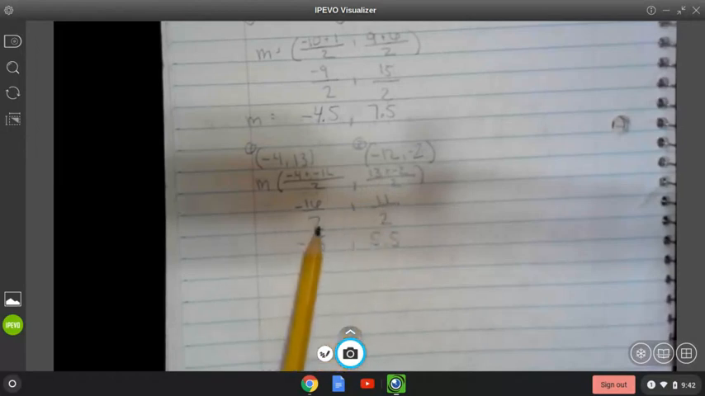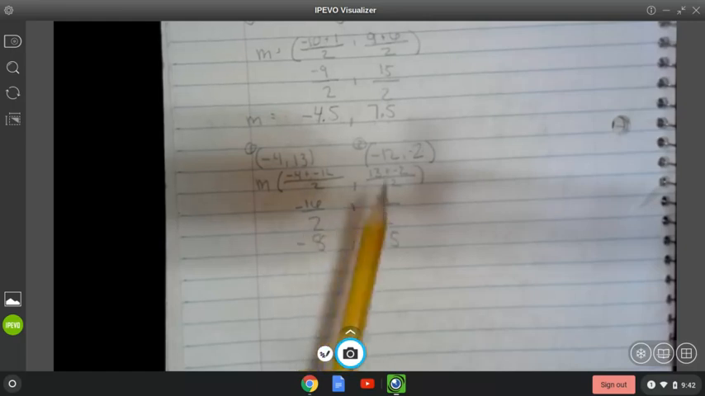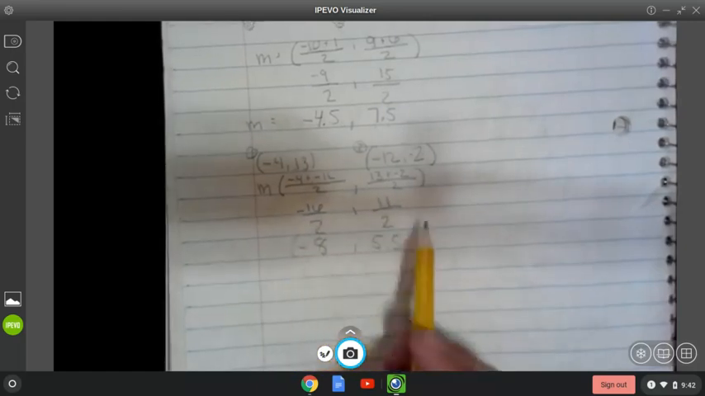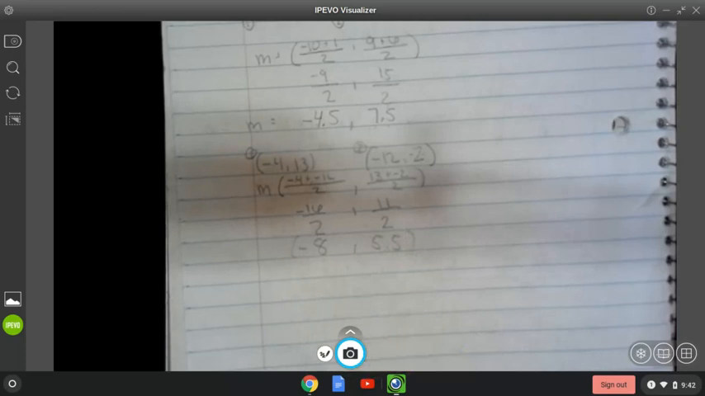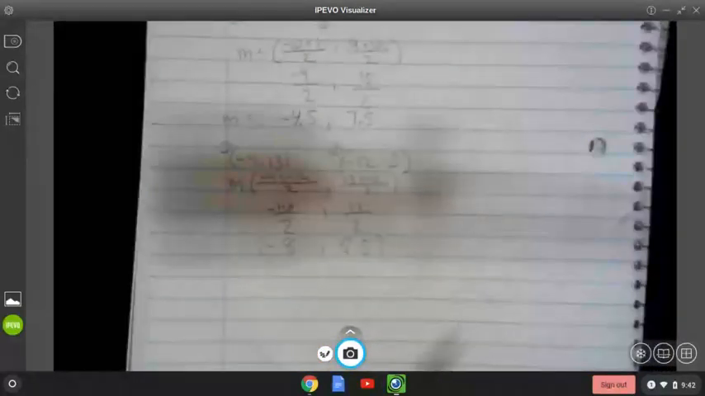So negative 16 divided by 2 is negative 8, and 11 divided by 2 is 5.5. So our midpoint for these 2 points is going to be negative 8, comma 5.5. If we were looking at the map, Jill's house would be at negative 8, comma 5.5.